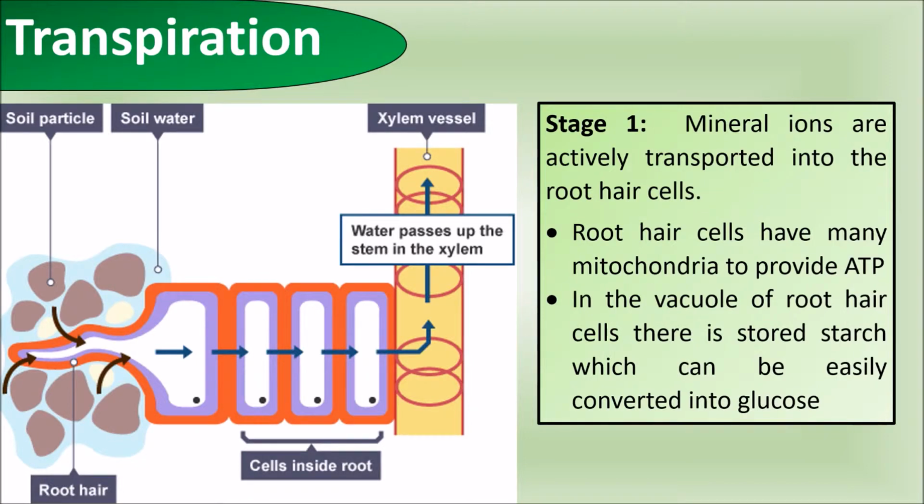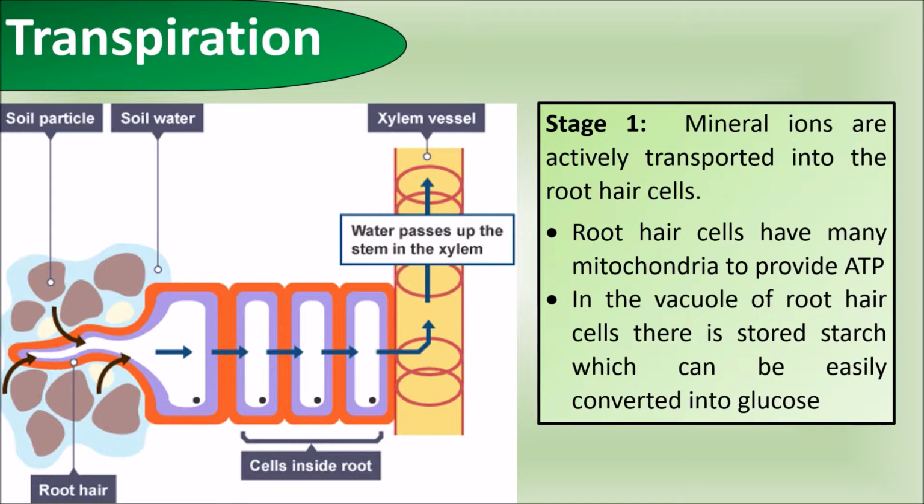So when looking at transpiration, where it starts in the roots, there are a series of things that we need to talk about. In this section, I'm going to go through all the stages. The first thing that happens is that mineral ions are actively transported into root hair cells.